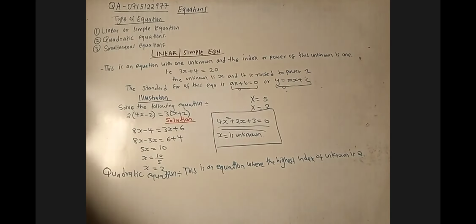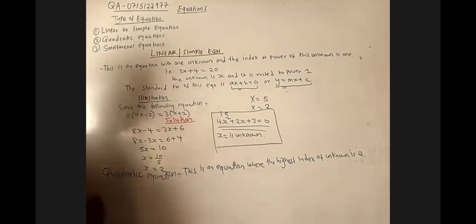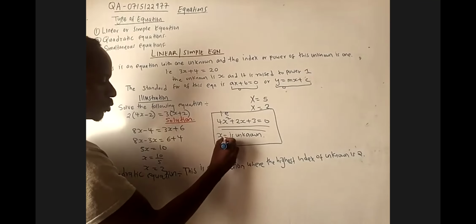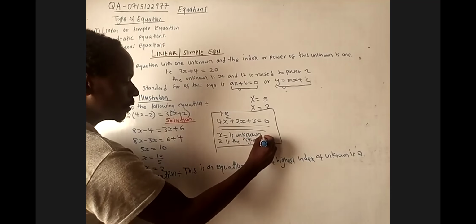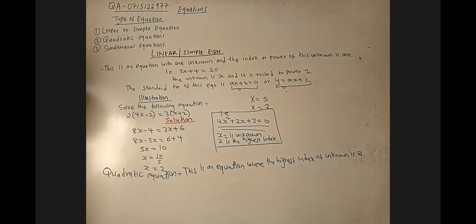So any form of an equation where the unknown has the highest index of 2, that equation shall be categorized as quadratic. For example, 4x squared plus 2x plus 3 is equal to 0, where x is unknown. And you can see 2 is the highest index.